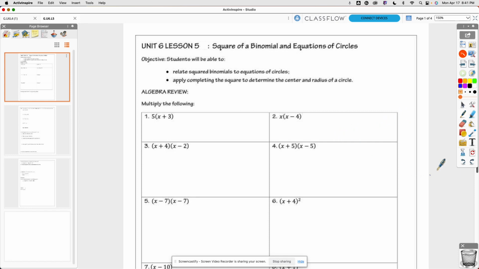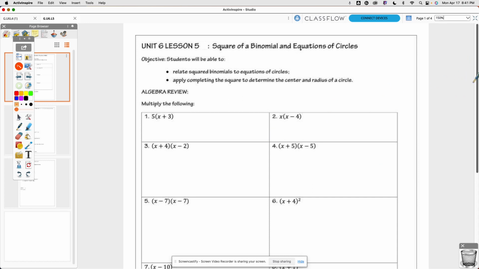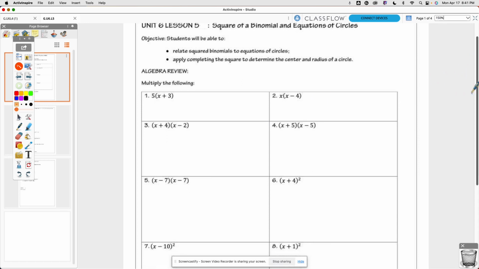Let us have a quick algebra review. Okay, let's try to multiply the following using distributive property. So for the first one, you have a monomial factor multiplied by x plus 3. By the way, when we say binomial, a binomial is a polynomial that contains two terms.